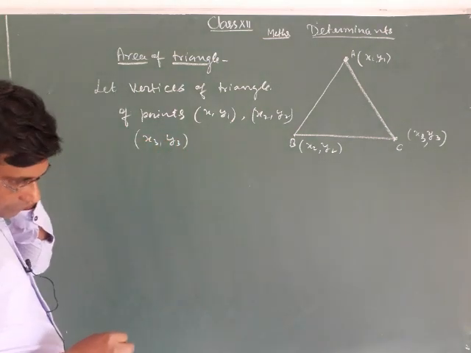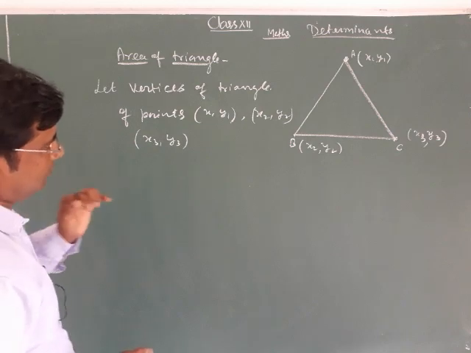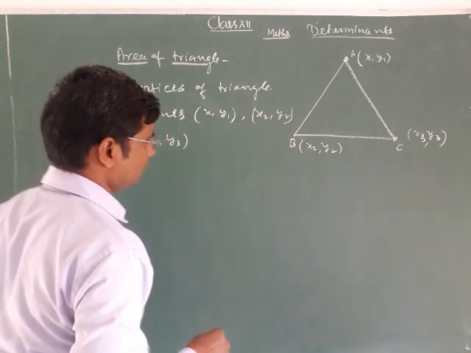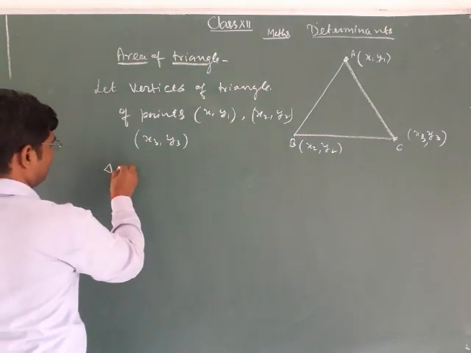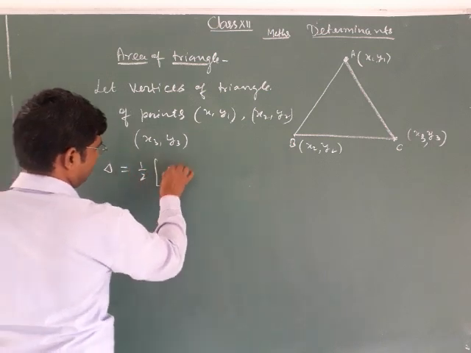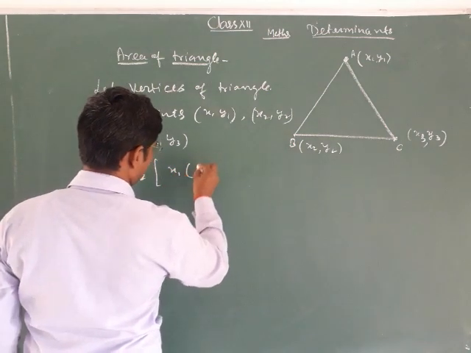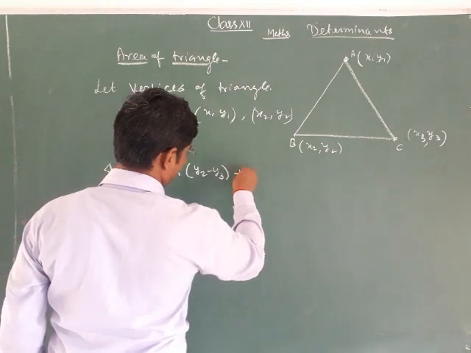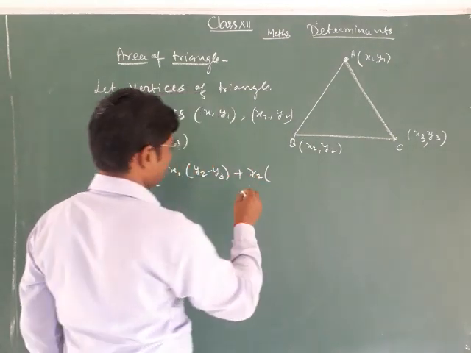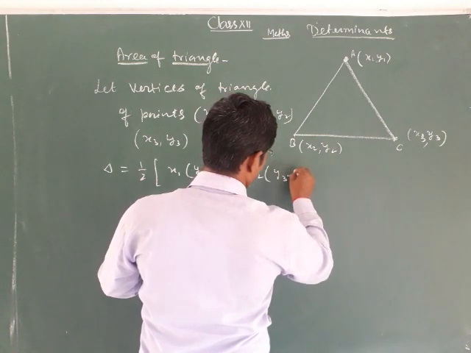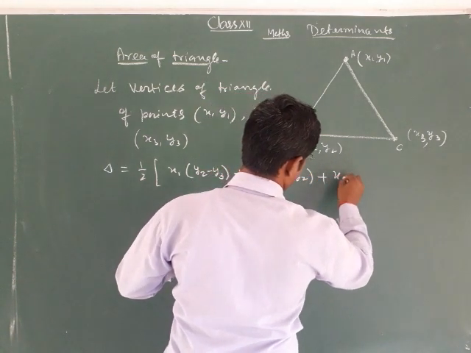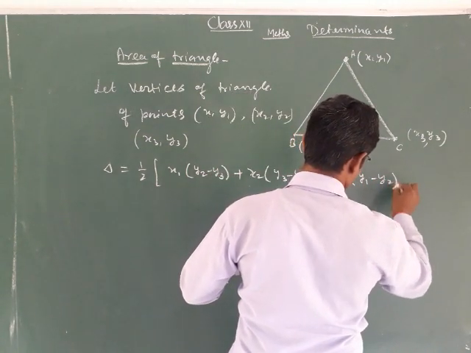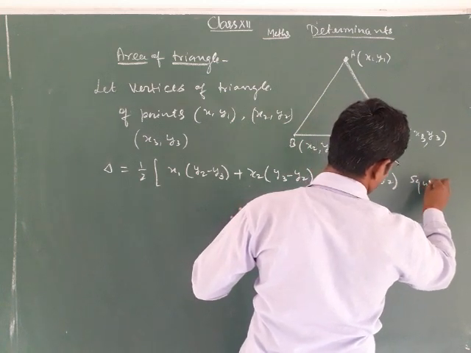So you learned in the previous class, given the vertices of the points, the area of the triangle is equal to 1 by 2 x1 in bracket y2 minus y3, plus x2 (y3 minus y1), and plus x3 (y1 minus y2) square unit.